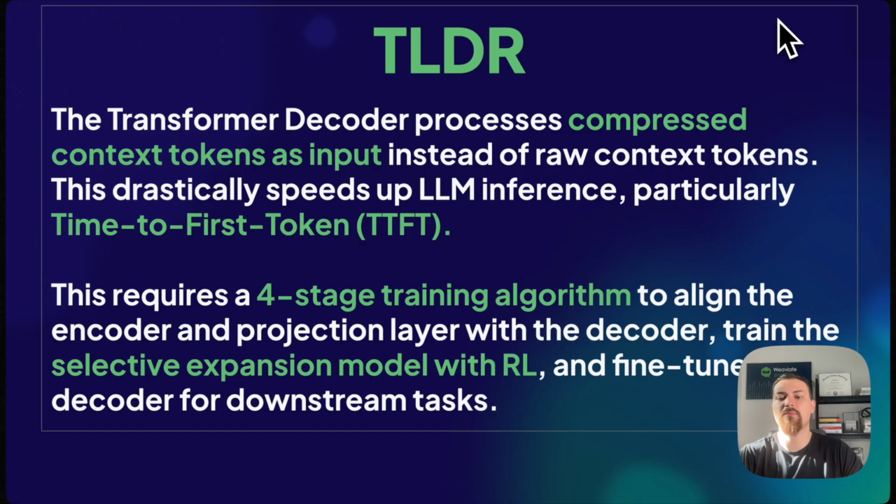So now onto the second part of the key details behind this. This is going to require a 4-stage training algorithm to align the encoder and projection layer with the decoder, train the selective expansion model with reinforcement learning, and then fine-tune the end-to-end model for downstream tasks.